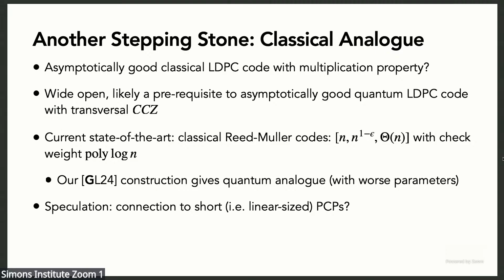And I'll just add one more piece of speculation, which is that probabilistically checkable proofs also seem to arise from these algebraic codes with local checks, typically with some sort of multiplication property. I don't know too much about this, but my understanding is there's a problem out there of whether we can have linear-sized classical probabilistically checkable proofs. And this seems closely related to the problem of getting asymptotically good classical LDPC codes with a multiplication property. Maybe this coding theoretic question is a prerequisite to getting linear-sized PCPs.